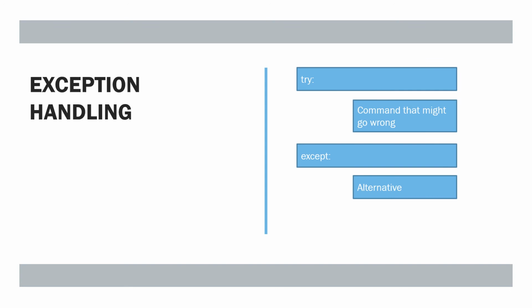Then we have another header, which is the word except followed by a colon. And the line that follows that is the alternative. It's what you want the computer to do if the first command goes wrong. So the computer tries the first command, but if it doesn't work, it does the alternative command. But let's have a look at an example.